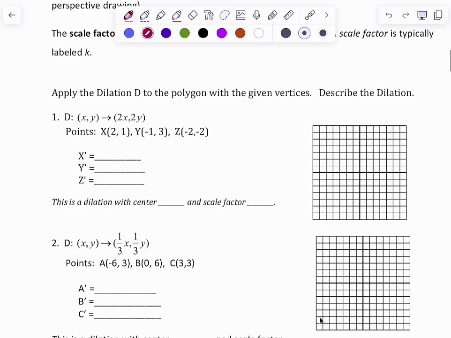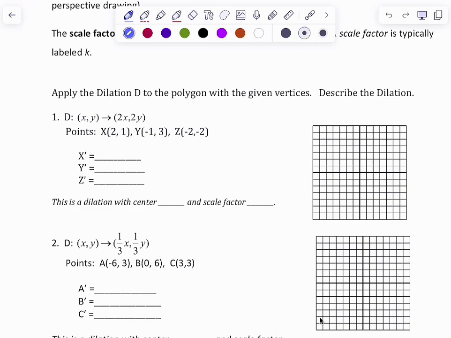So we're going to do a problem right off the bat here. It says apply the dilation D. So this is some rule to the polygon with the given vertices. That says describe the dilation. So we are going to plot these points and draw a triangle.